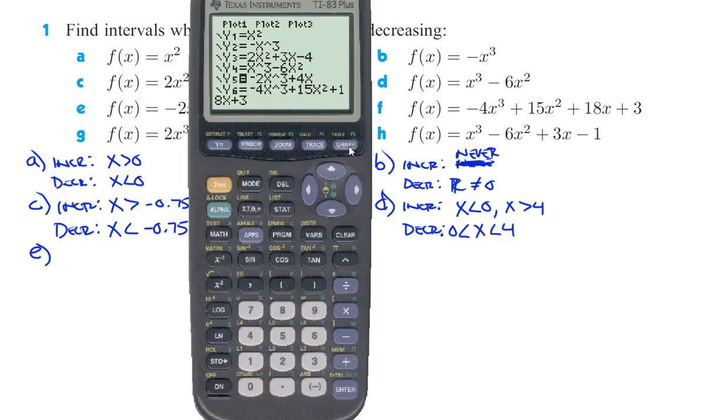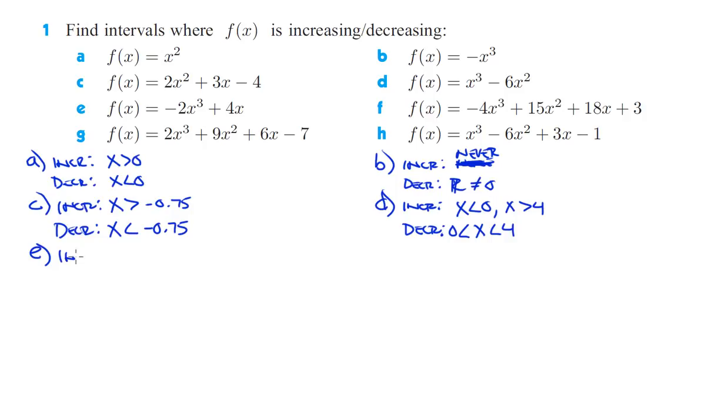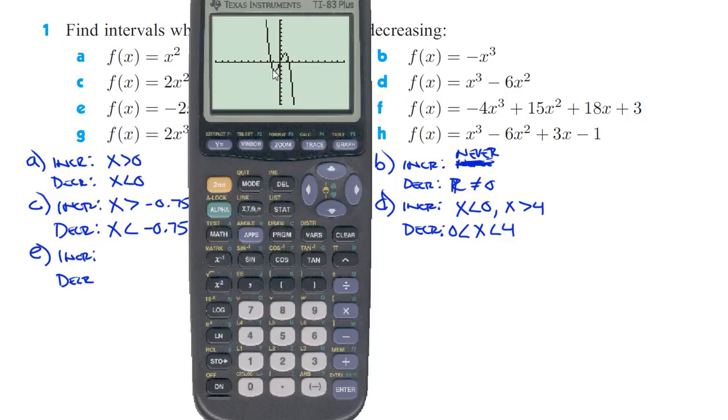All right, turned on that graph. Oh, not terribly helpful. Let's zoom standard on that one. I think that should get us what we need. Yep, there we go. There's our minimum, there's our maximum. So it starts off decreasing there. So let's do increasing and decreasing. Let's find what that minimum right there is.